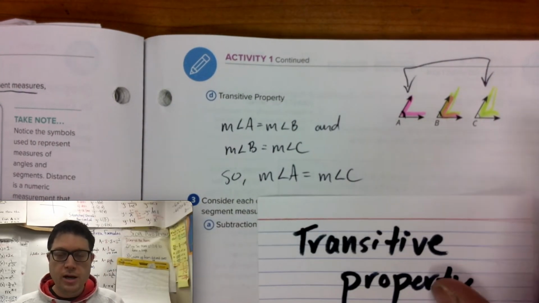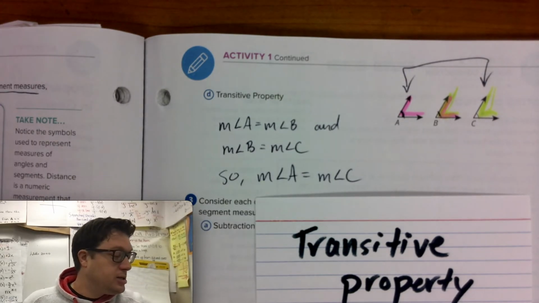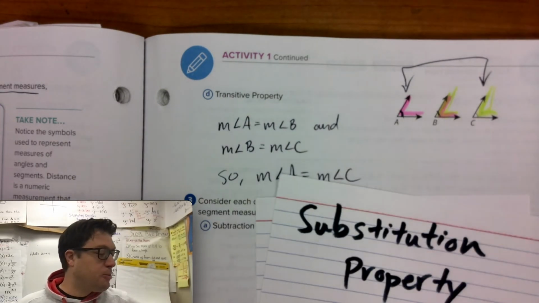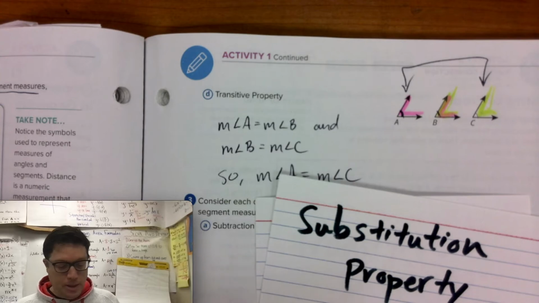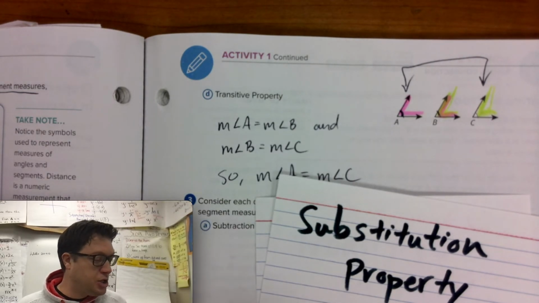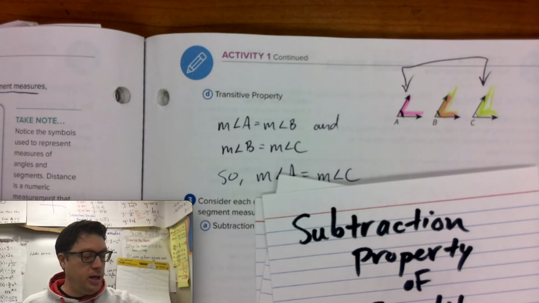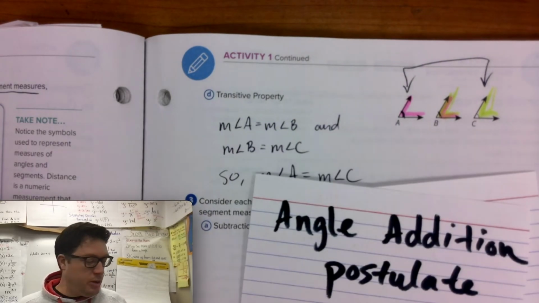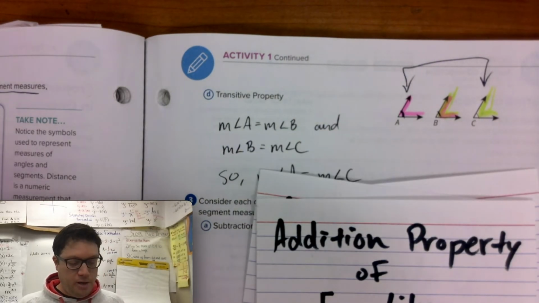And so we've talked about the substitution property, the transitive property. We talked about the reflexive property. We talked about the subtraction property. We talked about angle addition. We talked about the addition property of equality.